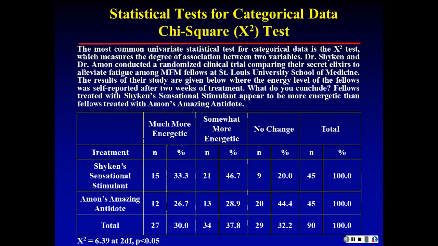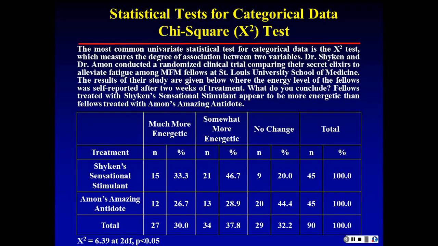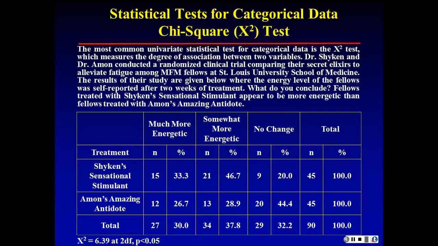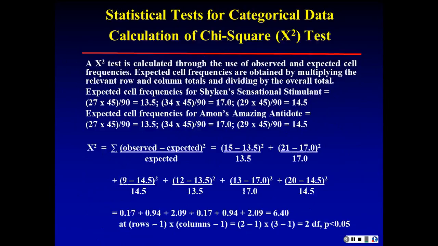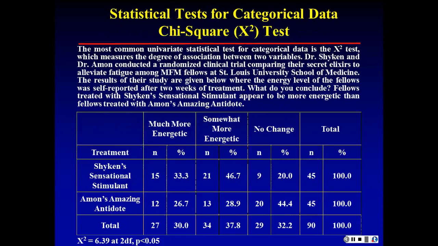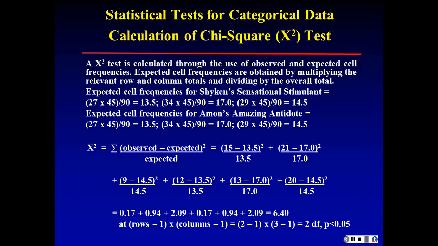And the way you calculate expected cell frequencies is, all right, if you take this cell here, the observed cell frequency is 15. The expected cell frequency is just simply the row total, 45, multiplied by the column total, 27, divided by the grand total, 90. And that yields an expected cell frequency there of 13.5. Similarly, this cell of 21, the expected cell frequency would be 45 times 34 divided by 90, which would give you 17.